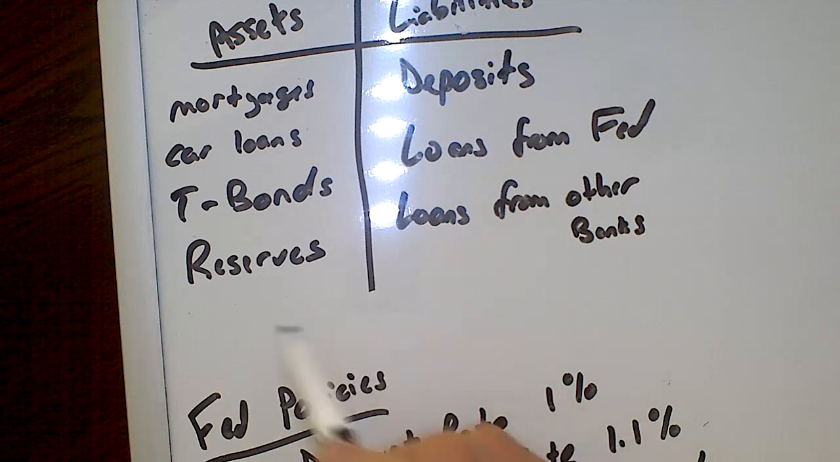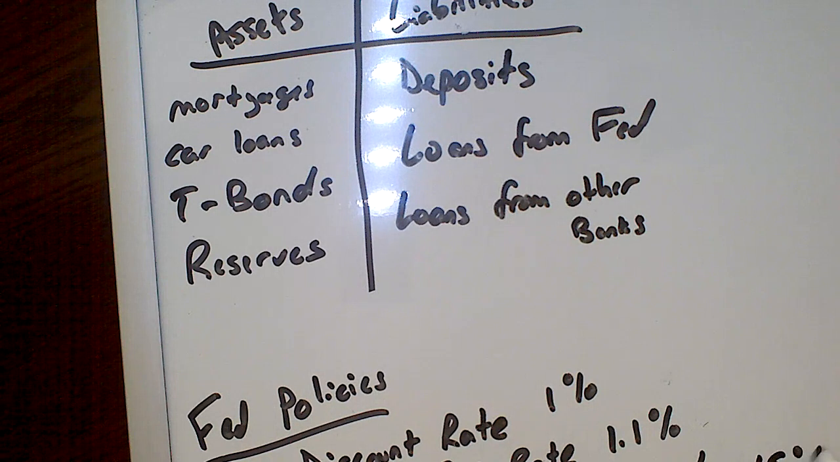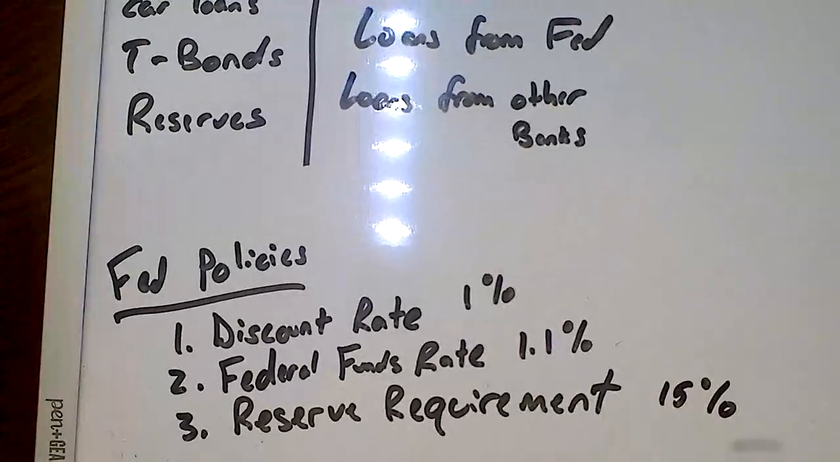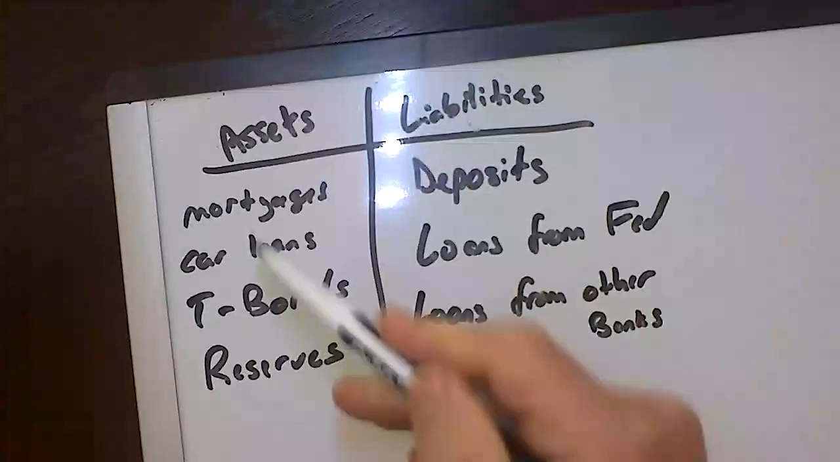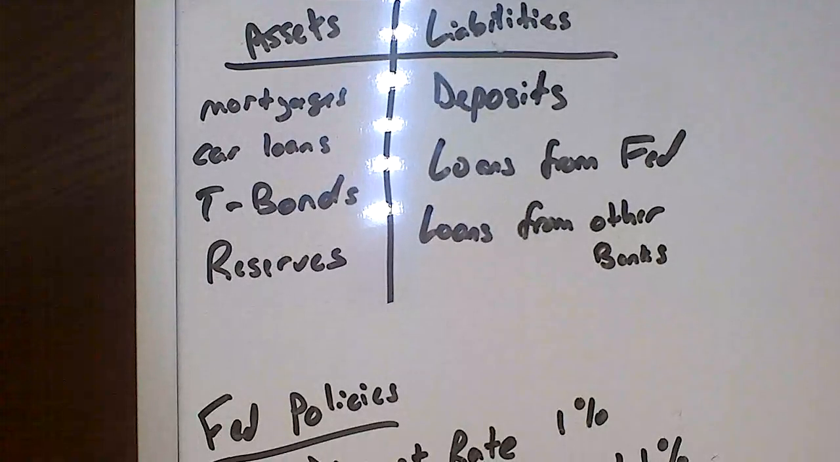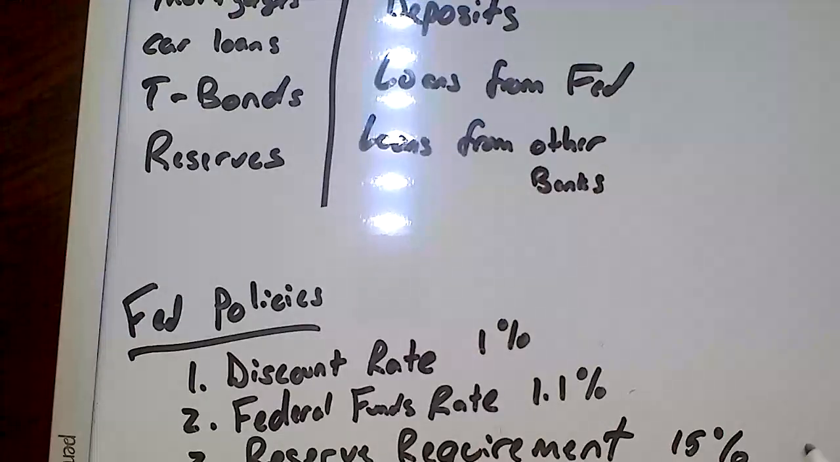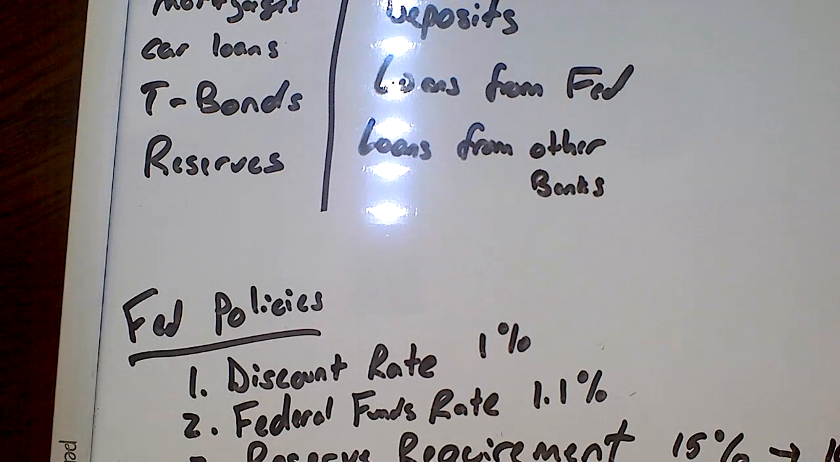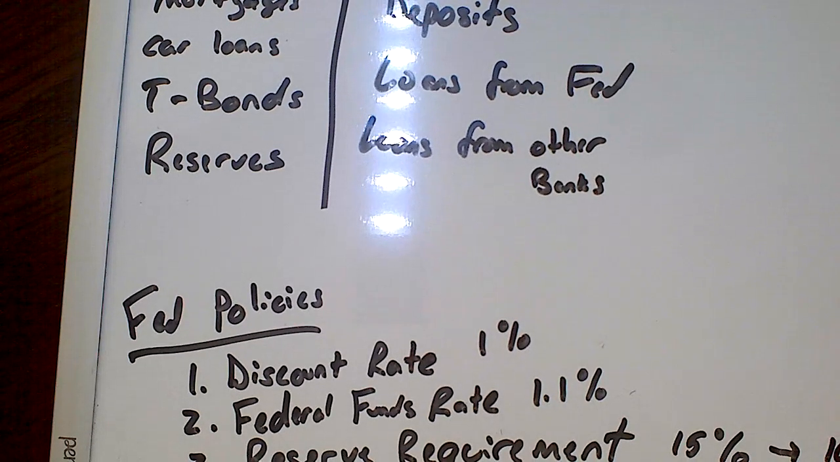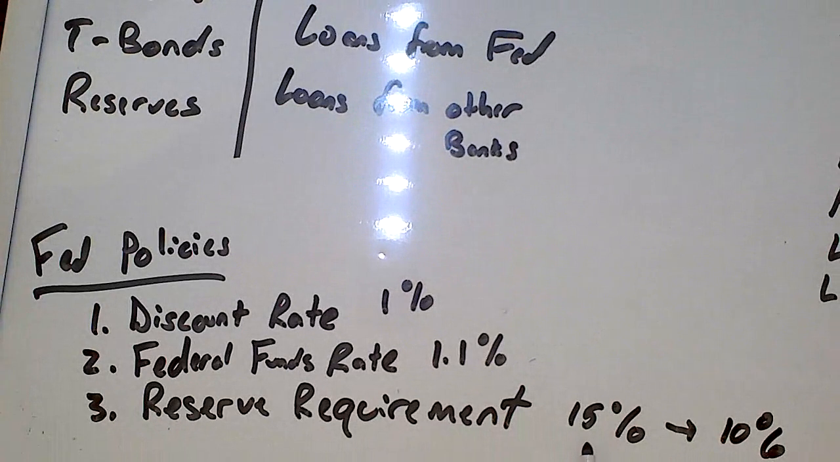So a typical reserve requirement might be something like 15%, meaning that if $100 were deposited, 15% would have to go into the vault, or would have to go to their savings account essentially at the Fed. Meanwhile, the other $85 could be lent back out in the form of mortgages, car loans, etc. If they were to change the reserve requirement from 15% to 10%, for example, then instead of having to hold $15 out of every 100, they would only have to hold 10 out of every 100.